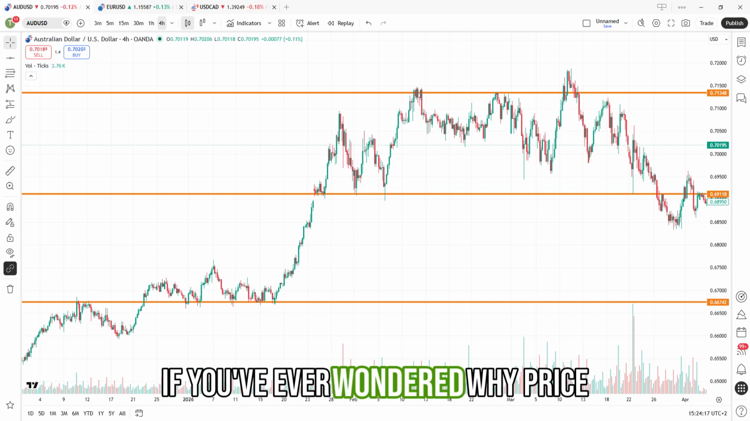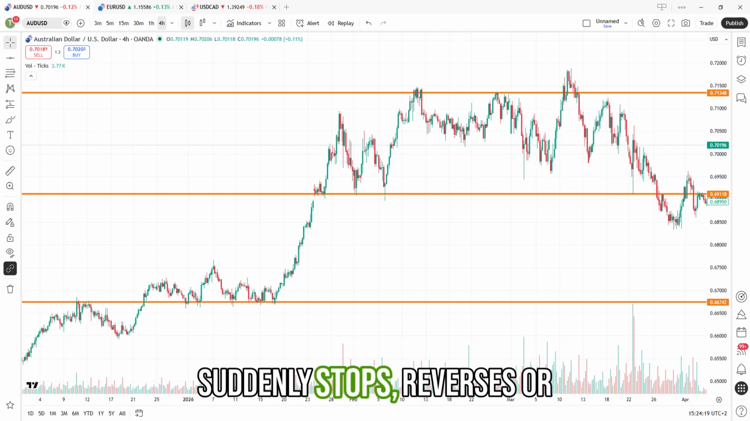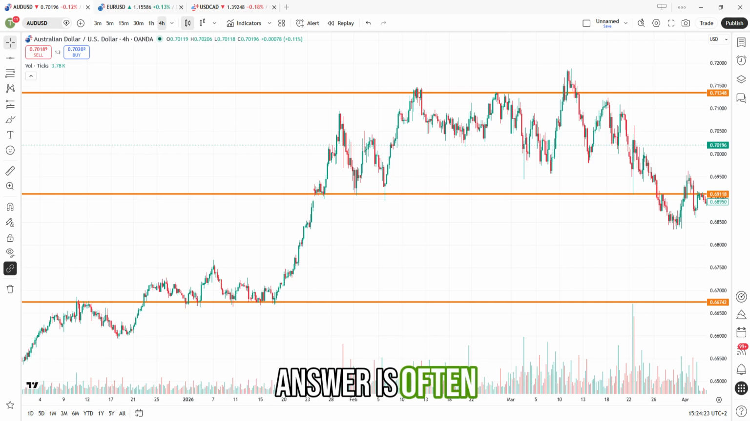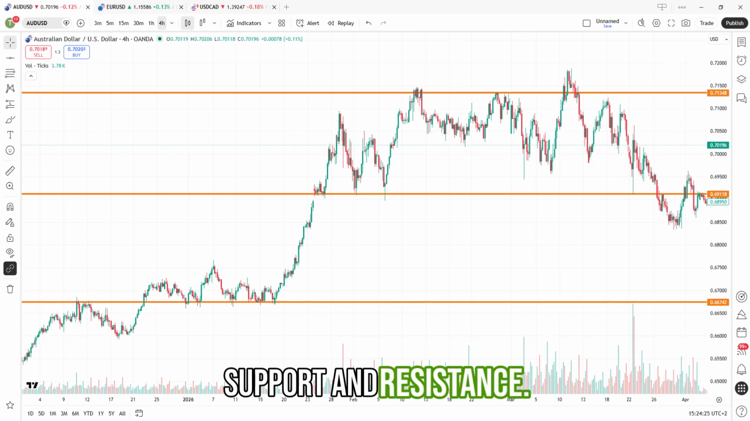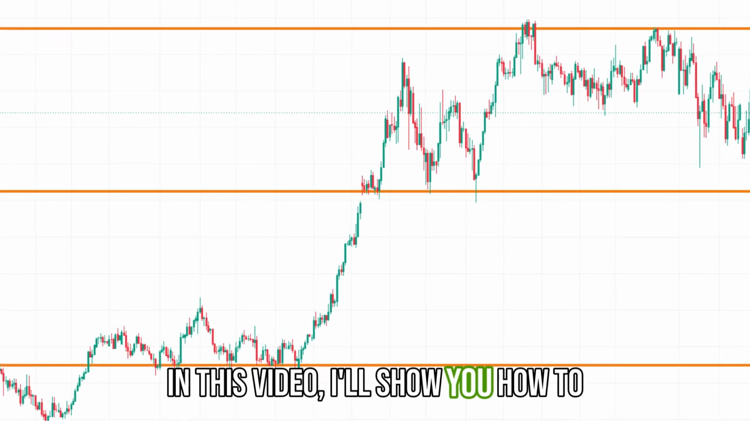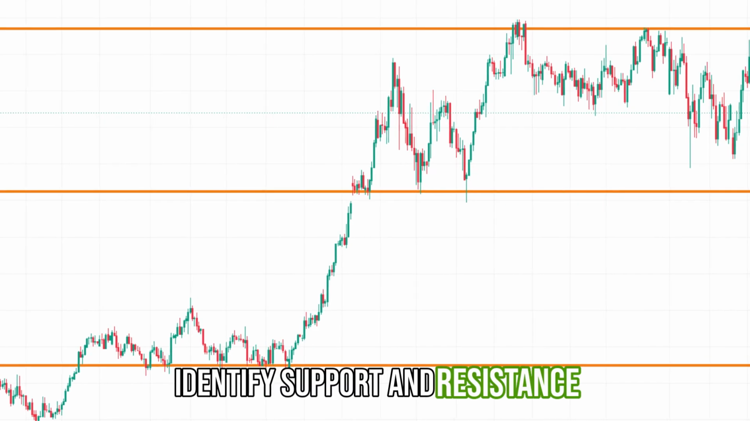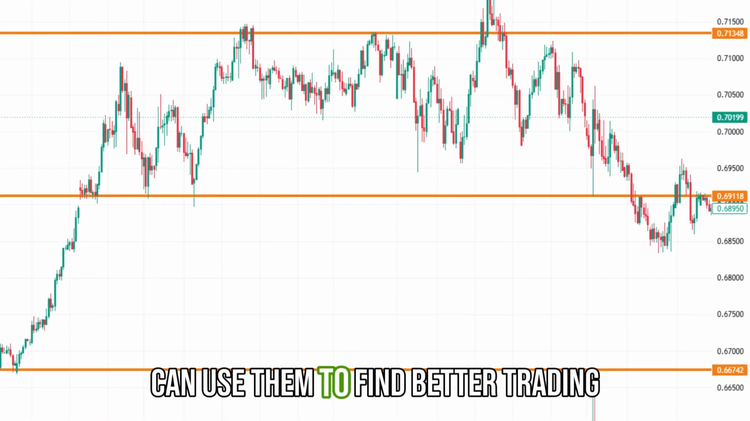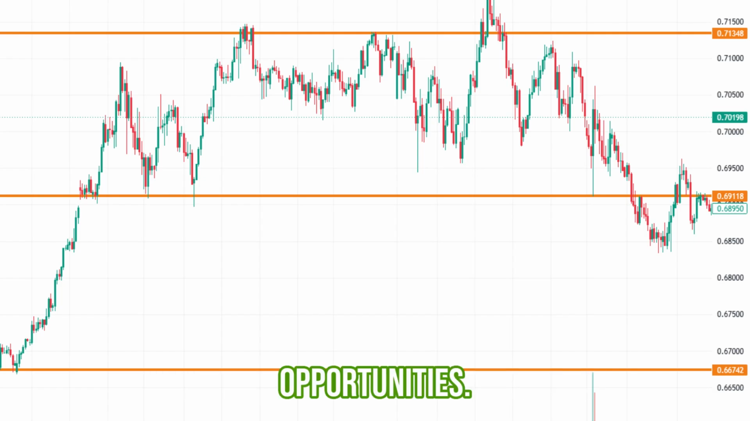If you've ever wondered why price suddenly stops, reverses, or struggles to move higher, the answer is often support and resistance. In this video, I'll show you how to identify support and resistance zones with TradingView and how you can use them to find better trading opportunities.